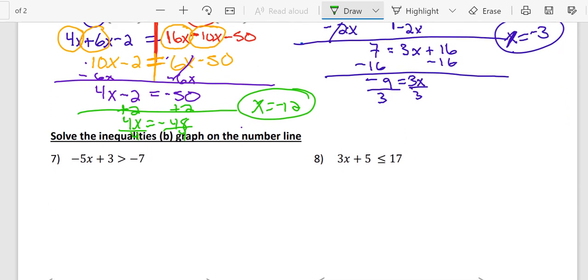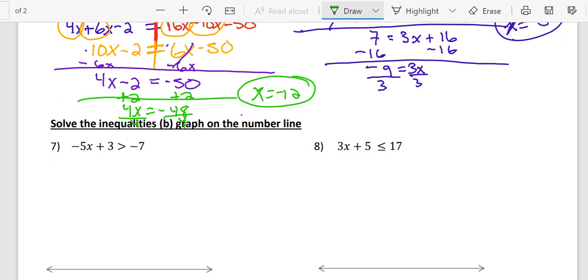All right. Next couple problems are the inequalities. Now, inequalities, we do pretty much the same as equations. There's just going to be a few little nuances. The first thing is going to be that you're going to have to graph it on a number line. That's the first big thing.